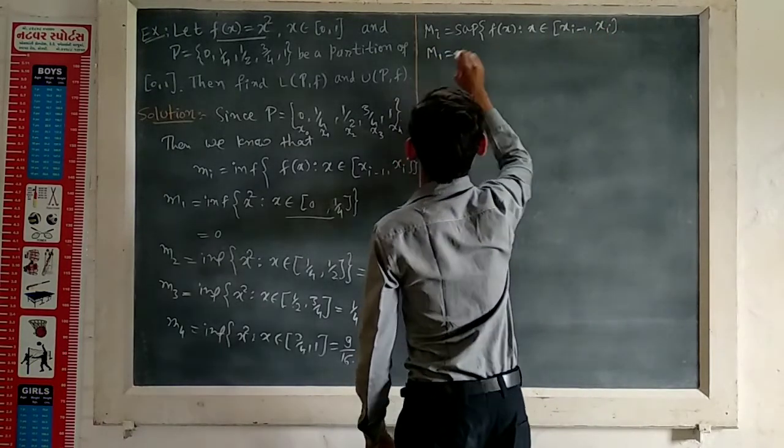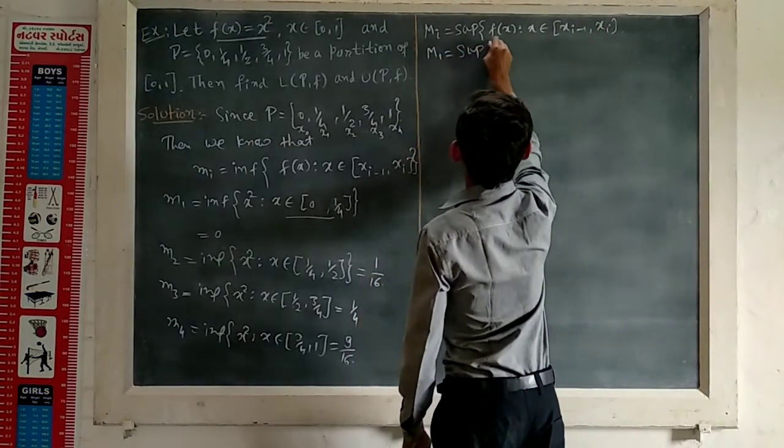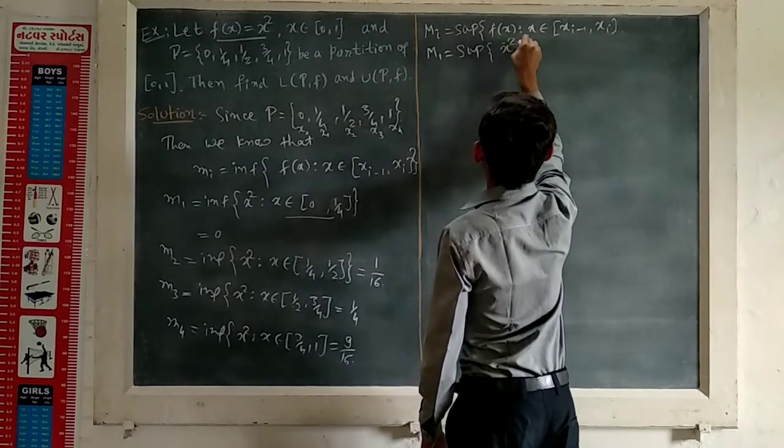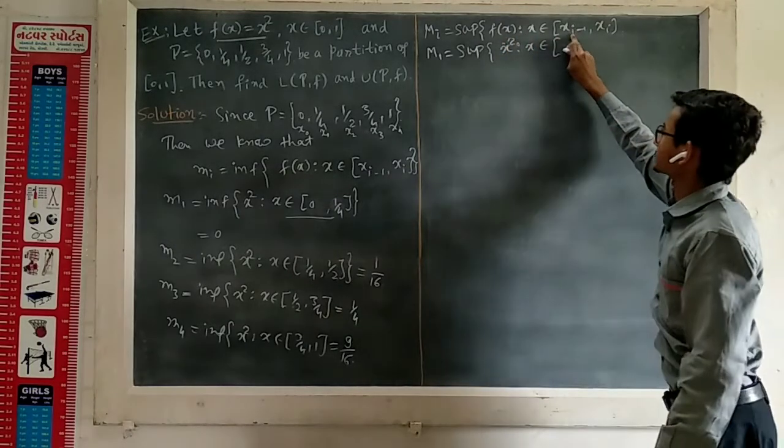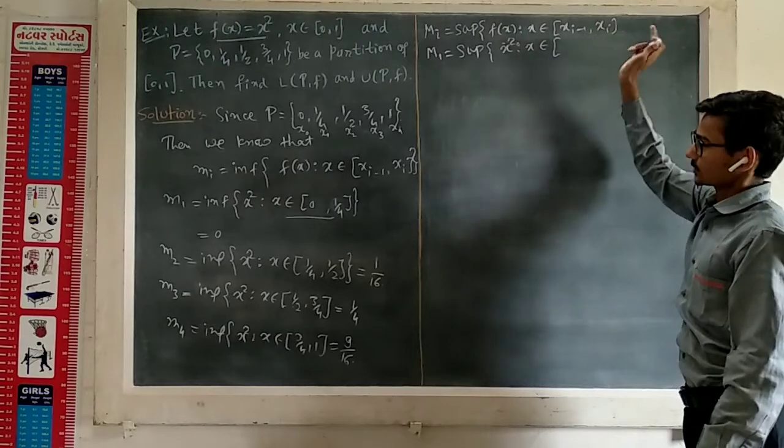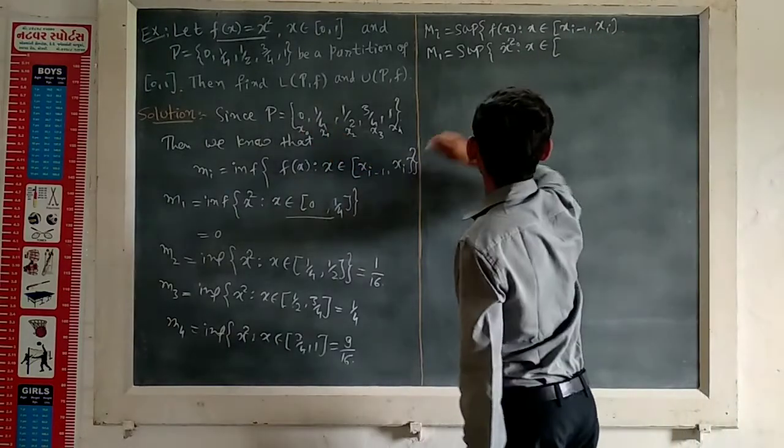Therefore, if I put i is equal to 1, then the supremum of f of x is x square such that x belongs to x i minus 1, means x0 to x1. x0 is 0, x1 is 1 by 4.